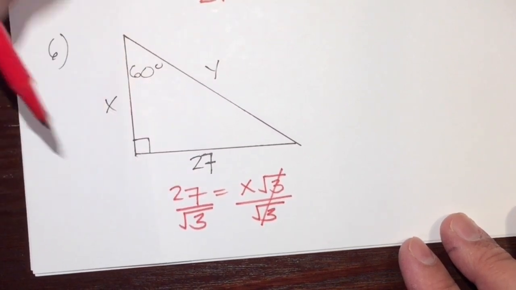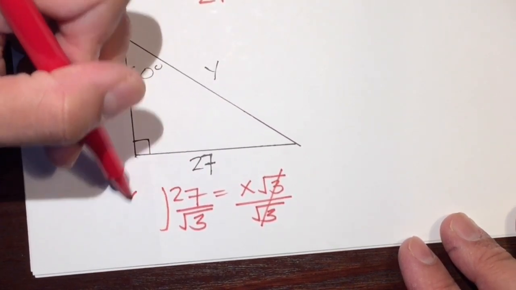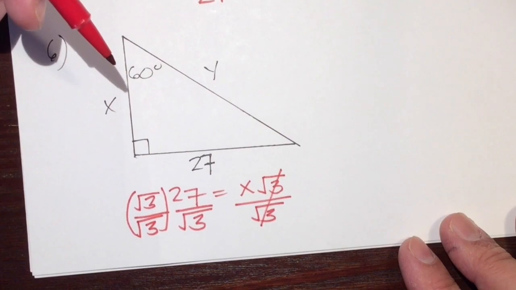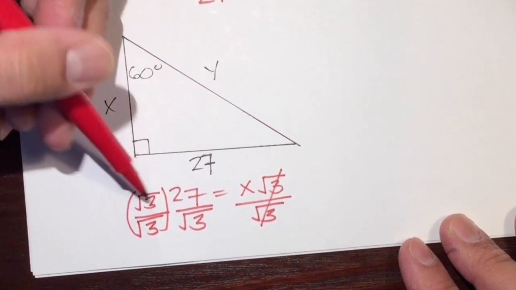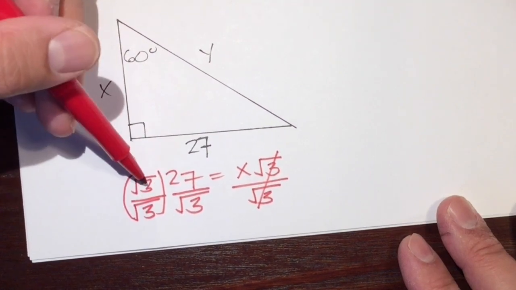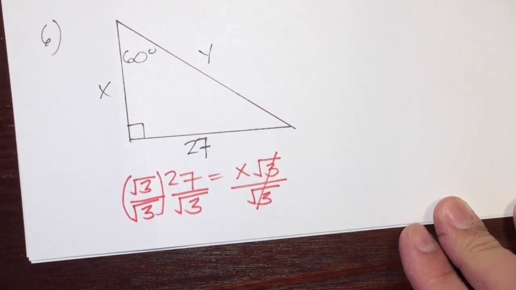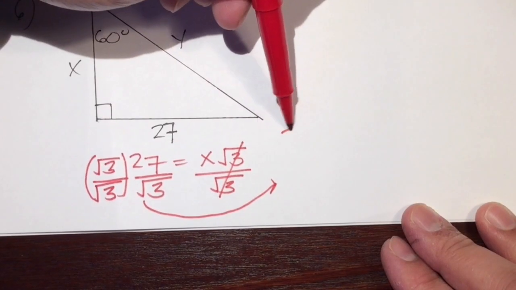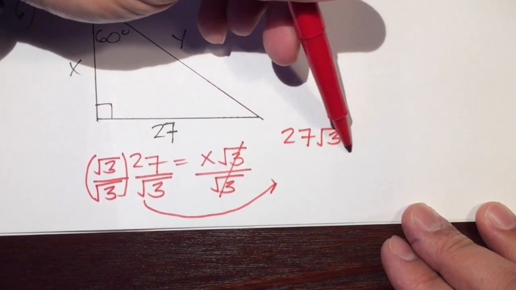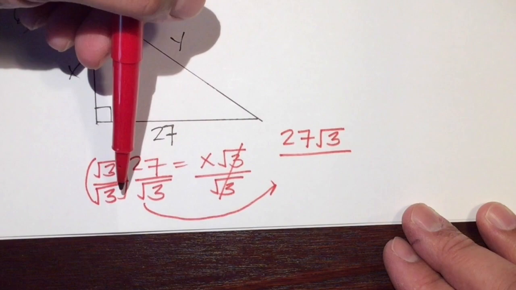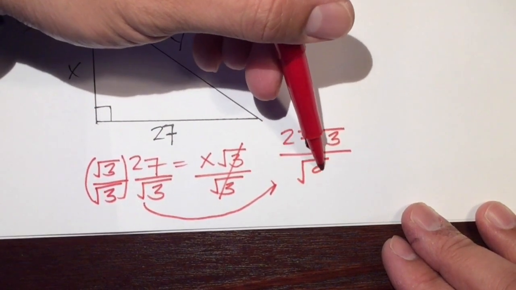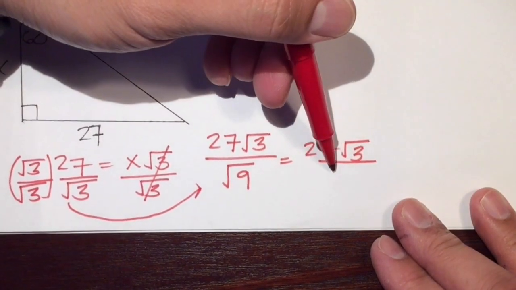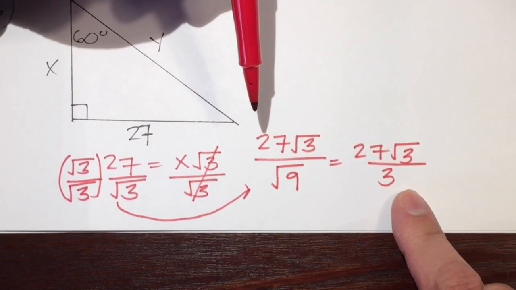So the way to get rid of this radical 3 is multiply the numerator and denominator both by radical 3. We're not changing the value because this is really just 1. Okay, but we're going to multiply both the numerator and denominator by radical 3. And I'm going to put my work over here. So 27 times radical 3 is 27 radical 3 over square root of 3 times square root of 3, is square root of 9, which is just 27 radical 3 over 3, because square root of 9 is 3.